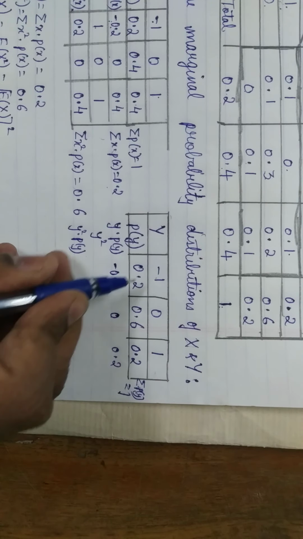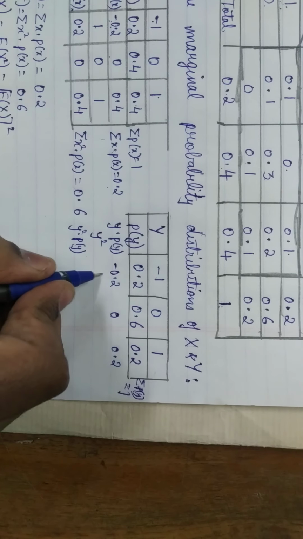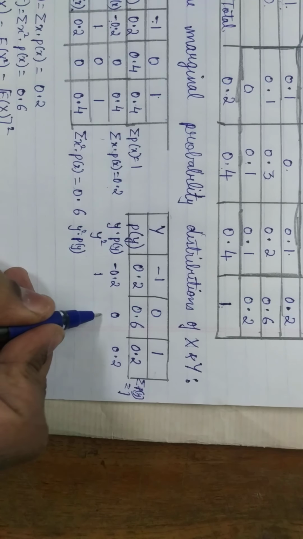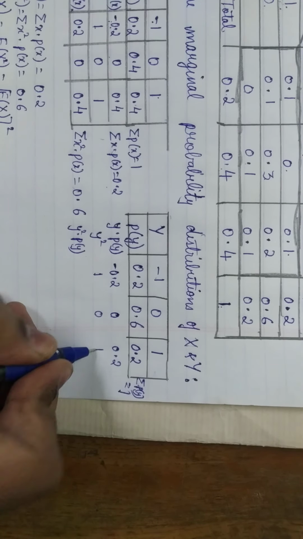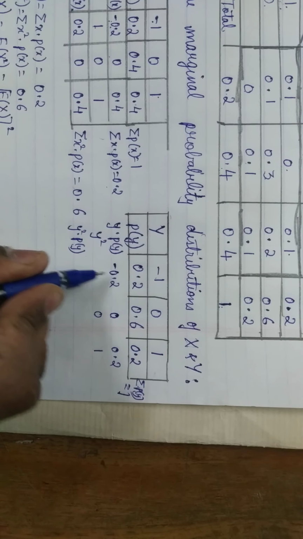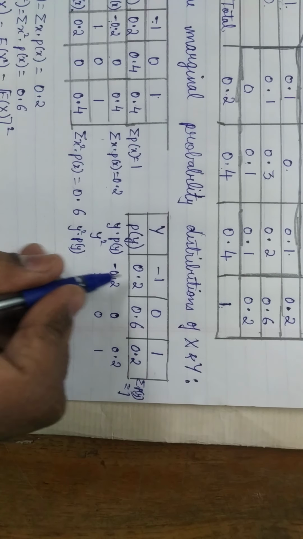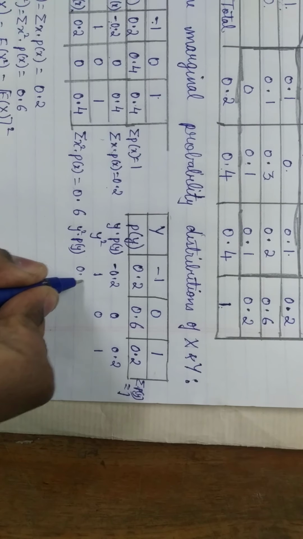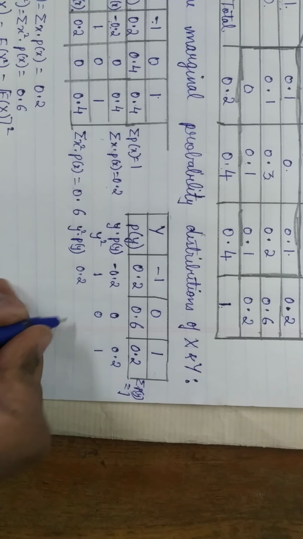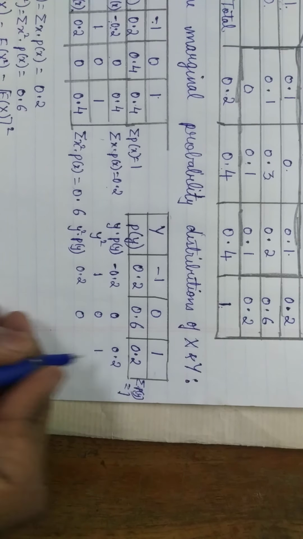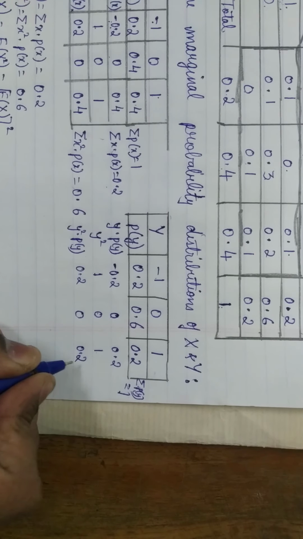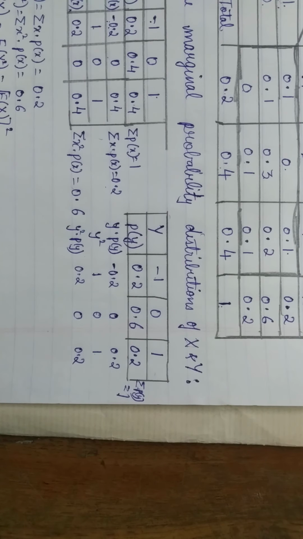Then y square. Minus 1 square is 1, 0 square is 0, 1 square is 1. Y square into P of y is 1 into 0.2, that is 0.2. 0 into anything is 0, and 1 into 0.2 is 0.2. So these are the values that I've got now.